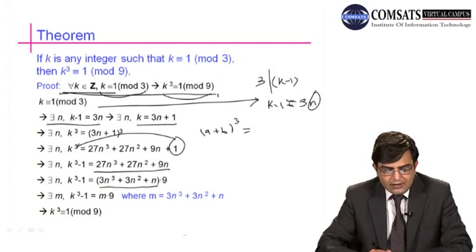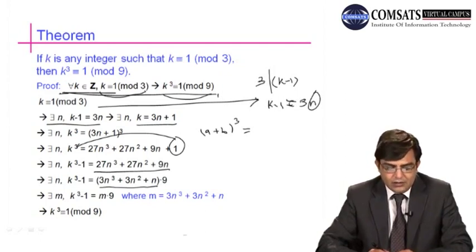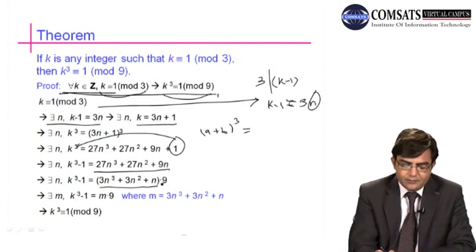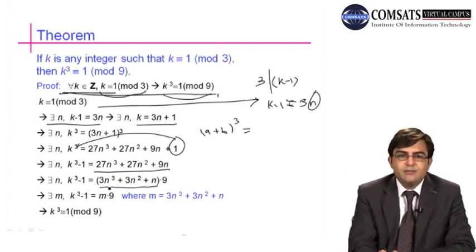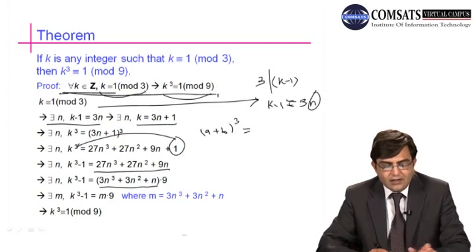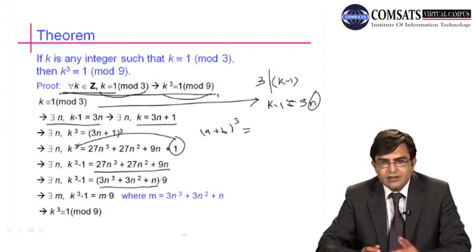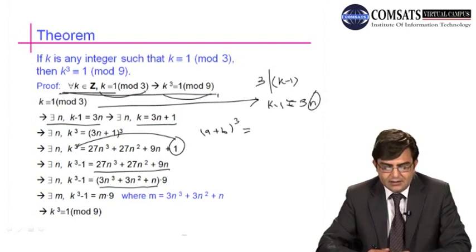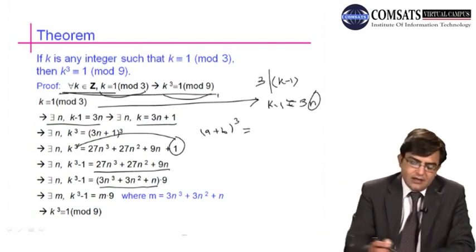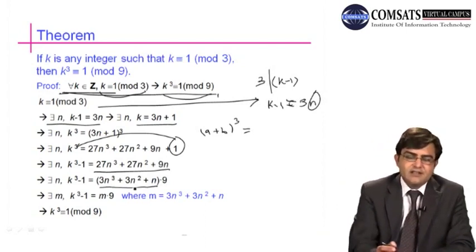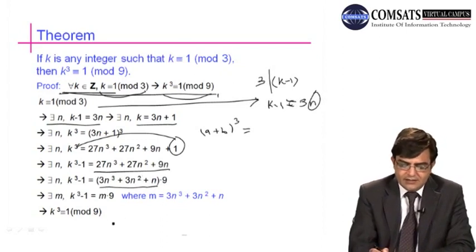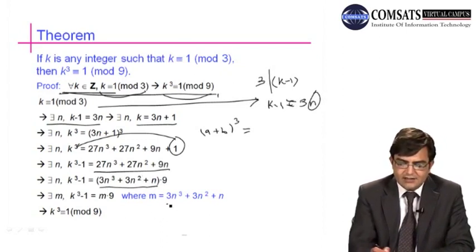Now the expression written here, k cubed minus 1 is equal to this, is basically some integer. As we said n is some integer, so n times 3 is an integer, n cubed is an integer, n squared is an integer, n squared times 3 is an integer, and if we take the sum of integers it will remain an integer. So we say that this integer is m.